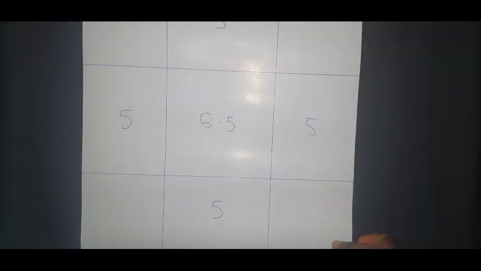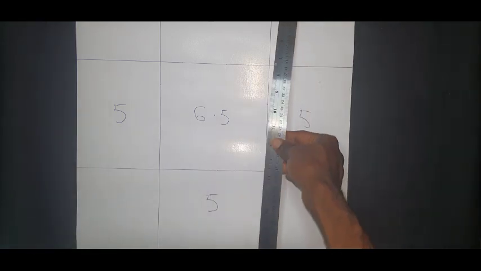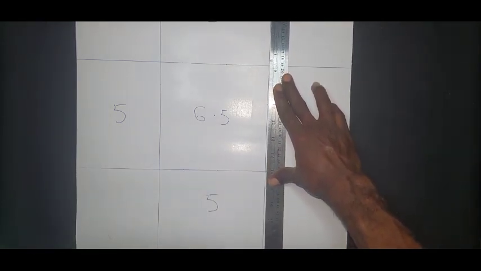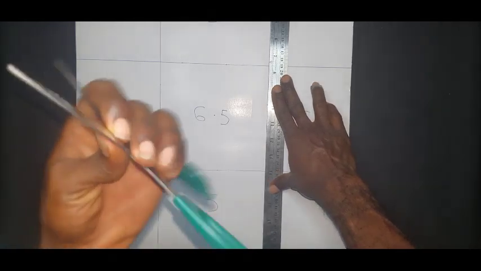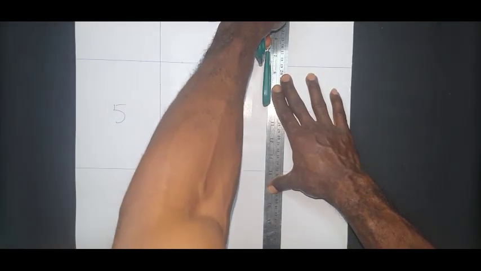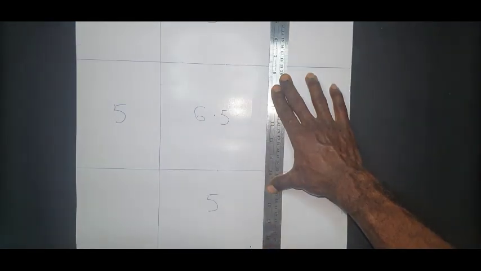This next process is called scoring or creasing, and that is when you trace lines to enable you easily fold the paper. You can use a blunt object like a scissors. I'm using the edge of my scissors to just trace. Remember, I'm not trying to cut the paper, I'm just tracing lines so that I can easily fold it. I'm going to do that to all sides, all the lines.